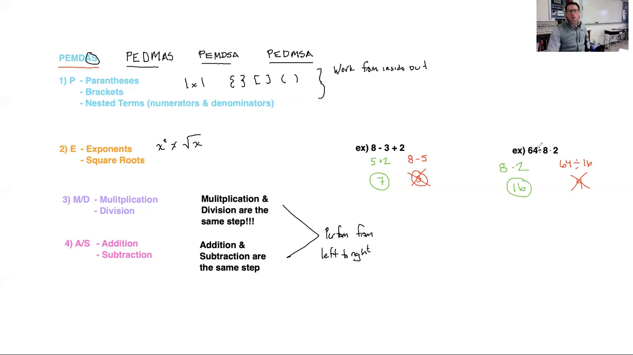This is a crucial component to PEMDAS and the order of operations. Multiplication and division are the same step. Addition and subtraction are the same step. You need to perform these from left to right.